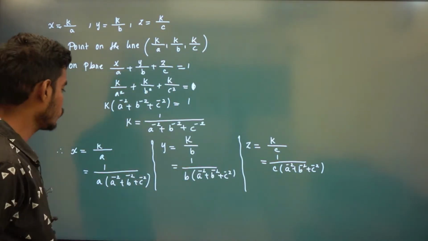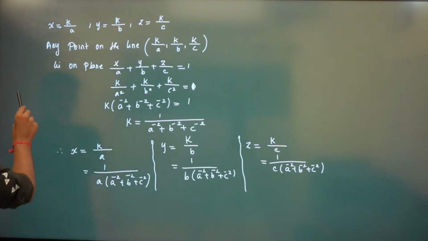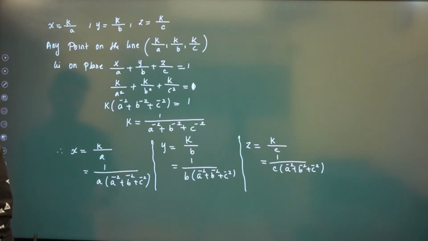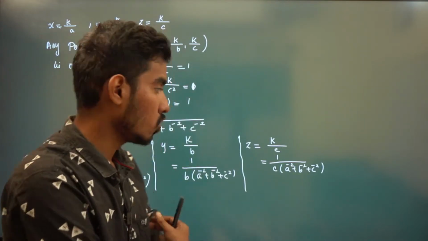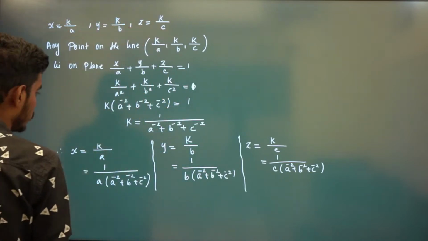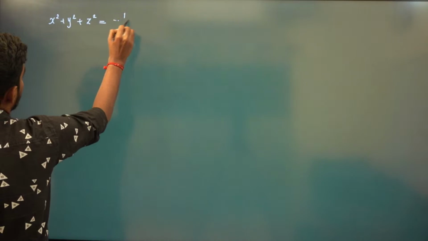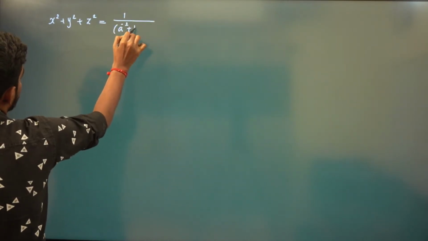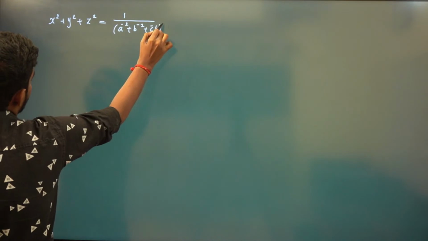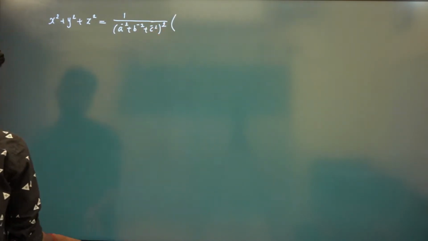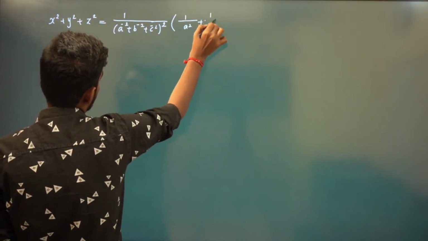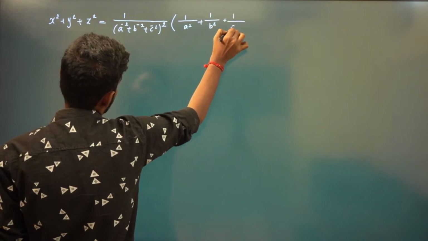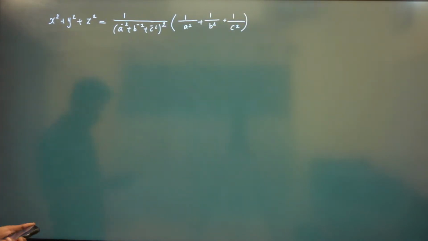So we know x, y, z. So if I square it, we will have 1 by a square. What I can do is I can take this a power minus 2, b power minus 2, c power minus 2 common. So this will be 1 divided by a power minus 2, b power minus 2, c power minus 2 whole square. And this will be 1 by a square plus 1 by b square plus 1 by c square, right? I'm just taking common outside, that's it.